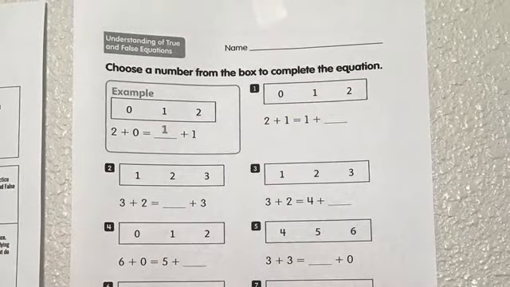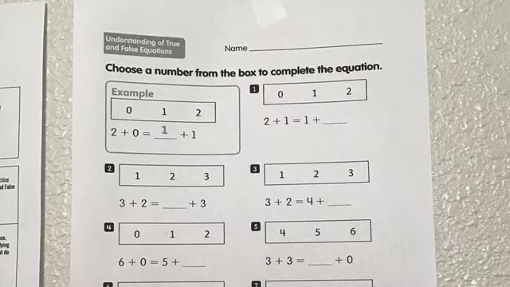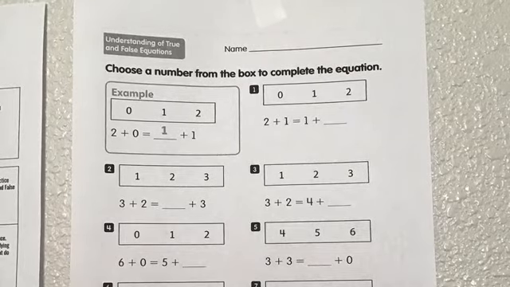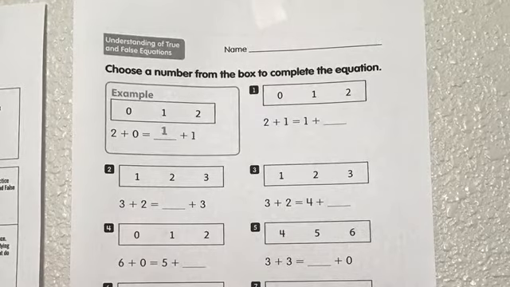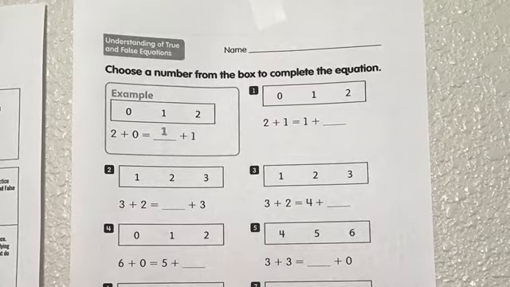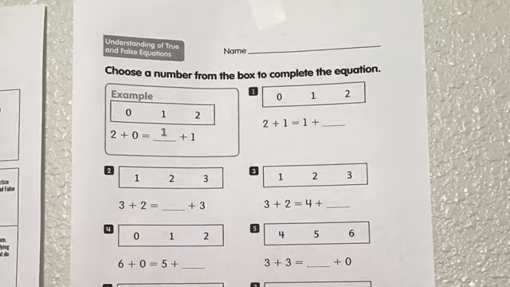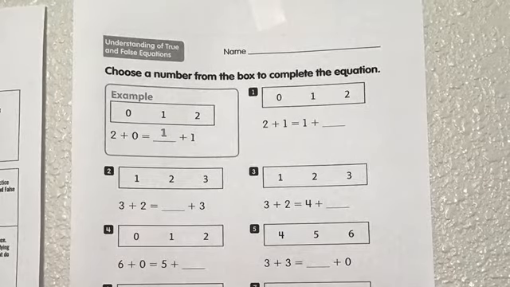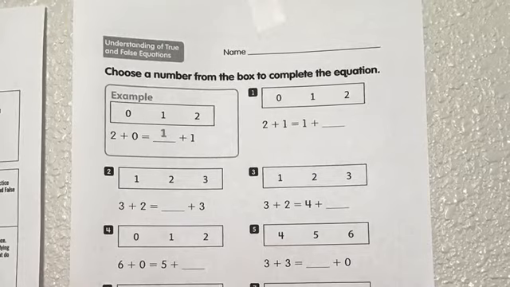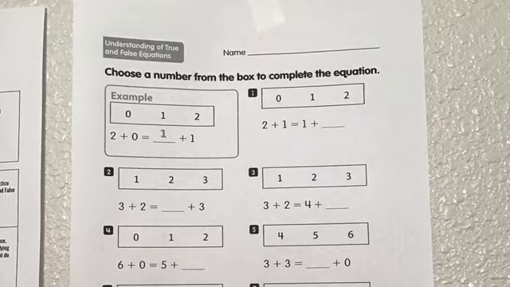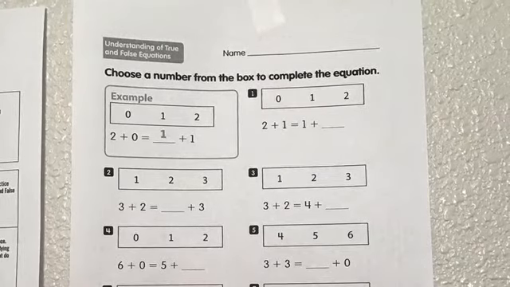Look at the example. I see the equation 2 plus 0 equals blank plus 1. I also see that I have the choices 0, 1, or 2 for my answers. First, I need to add 2 plus 0. I know that is 2. So now I need to make the other side equal to 2 as well.